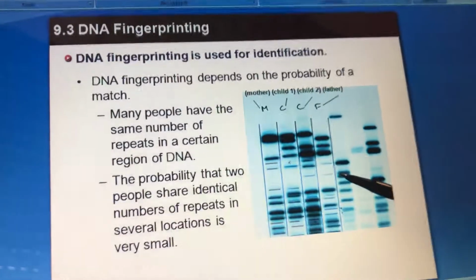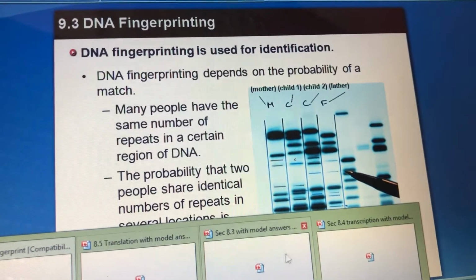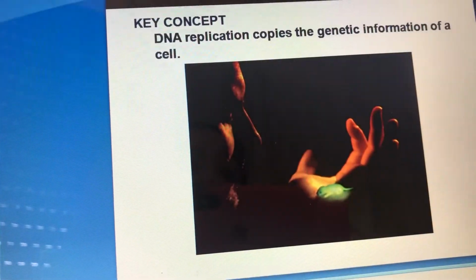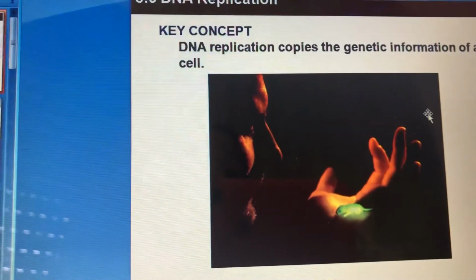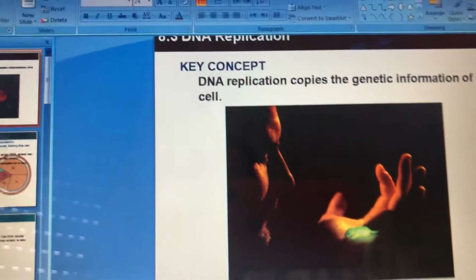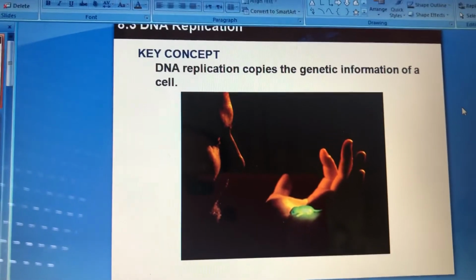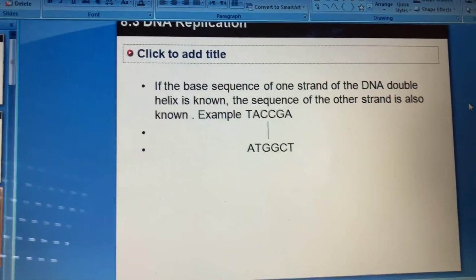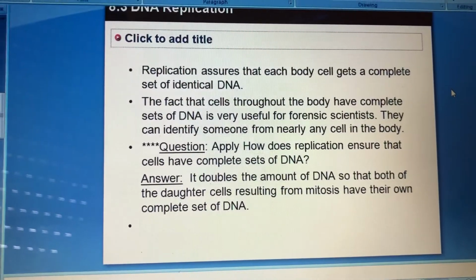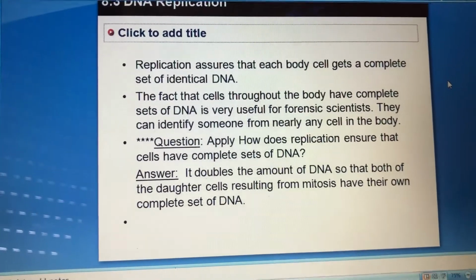We also started reviewing for the second exam. We talked about replication. You should know that replication is a process of copying the genetic information of the cell, and it happens once in the cell cycle, where it needs the DNA polymerase to make the copy.